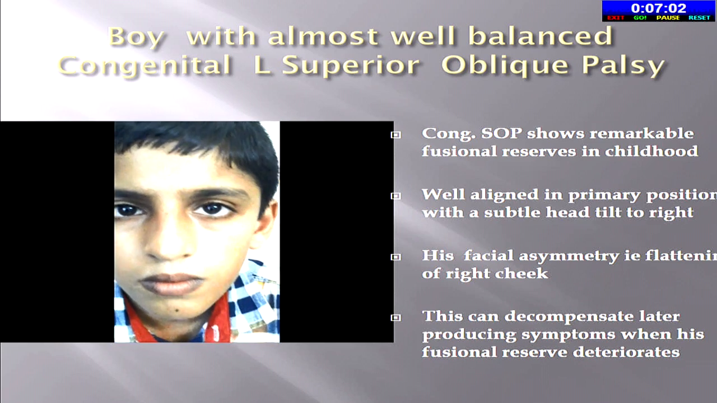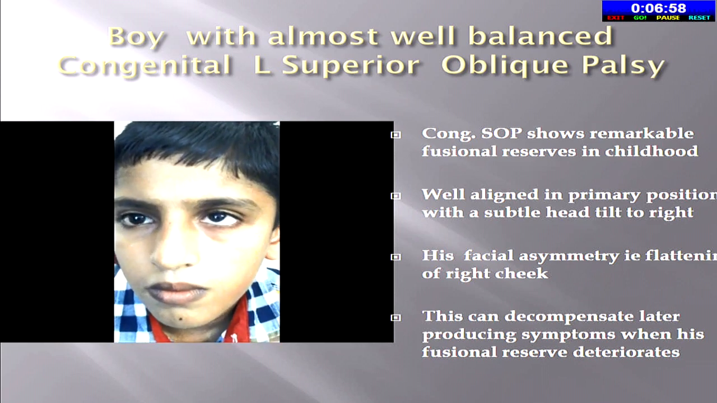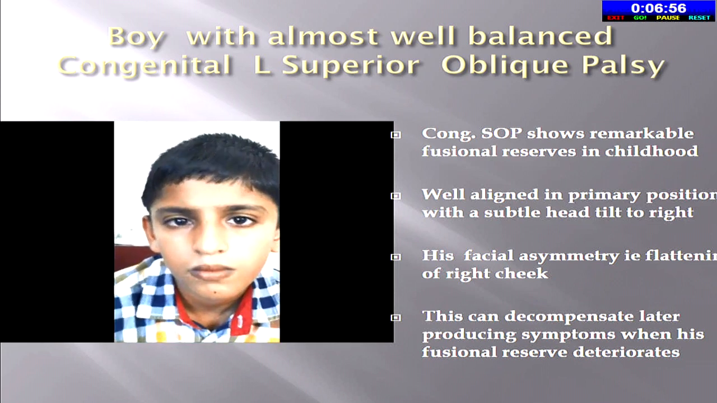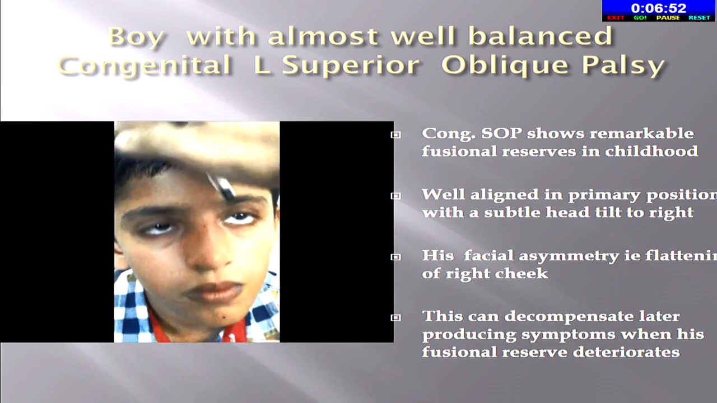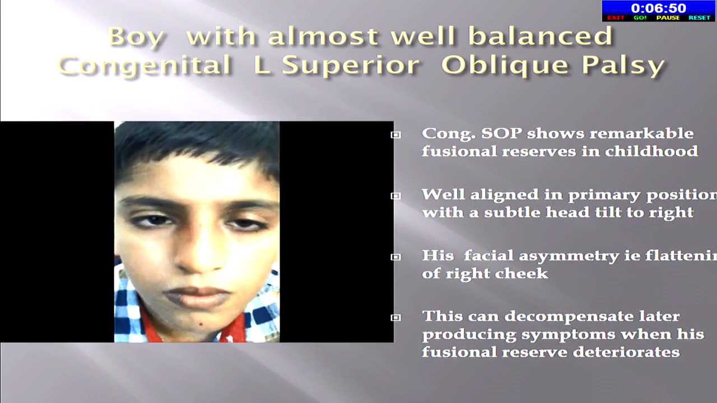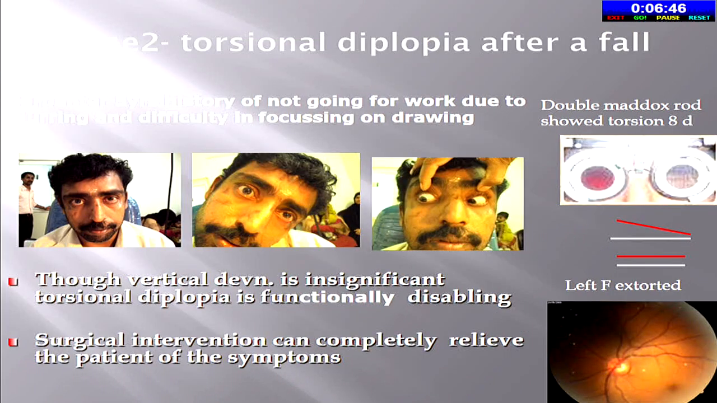So it is well aligned in primary position, but if you can observe his facial asymmetry and flattening, there is a flattening of the right side of the face, which shows that there was a long-standing head tilt. So he has good fusional reserves now, but when it decompensates, it can produce eye strain.